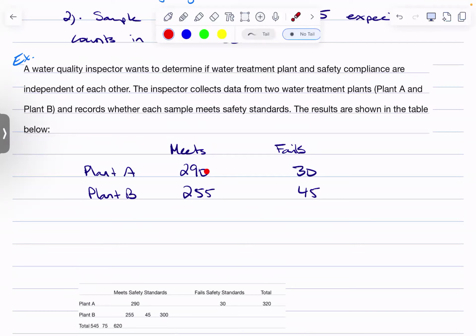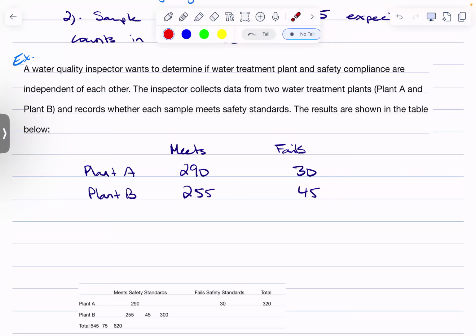I could just compare the sample proportion of plant A that fails, or meets the standards, it doesn't matter, to the proportion of plant B that fails the safety standards, right? This would be a pretty good two-sample proportion question. Now you can do a chi-squared for this, but I would say just stick to the simpler normal distribution and use a two-sample proportion question instead.